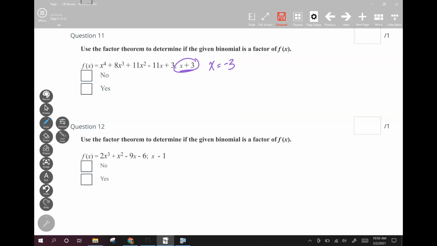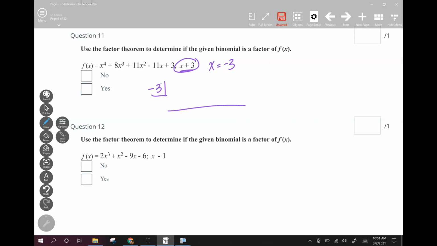So that's what you're checking. You're doing synthetic division, and you're checking to see, is the remainder 0? If it is, then it is a factor. If it is not 0, then it is not a factor. All right, so let's check.